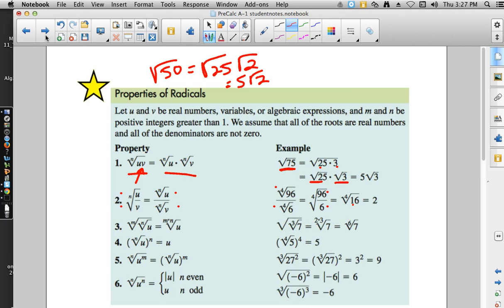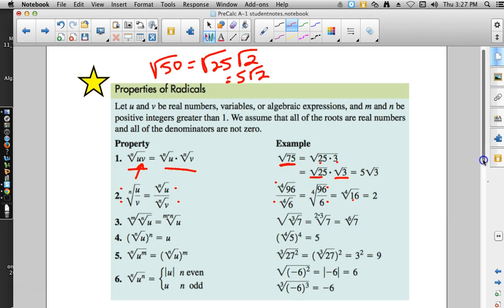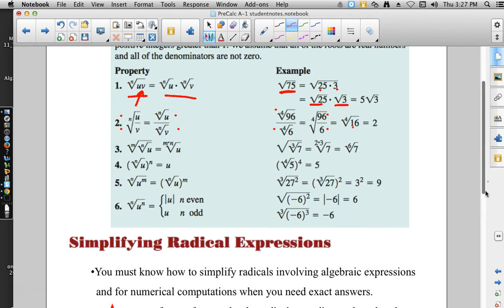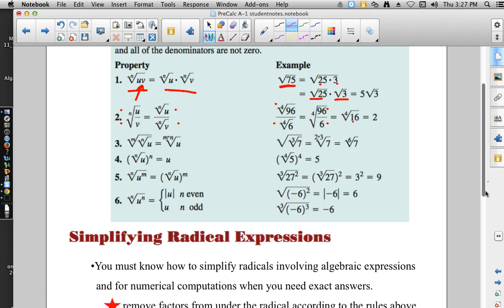We get to number 3, and this looks a little bit scary. It's not as scary as it seems. It says if you take the mth root of the nth root of u, it will be the index of m times n square roots of u. Well, let me talk you through the example they have. They have the square root of the cubed root of 7. Here's how you think your way through it.